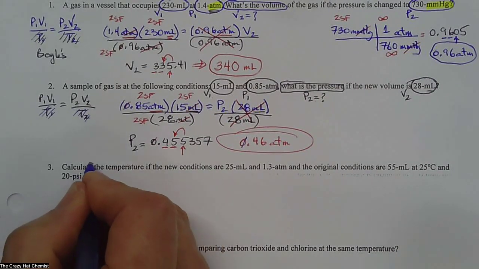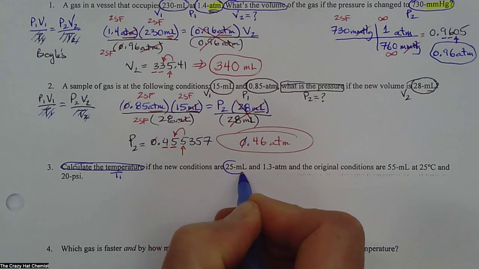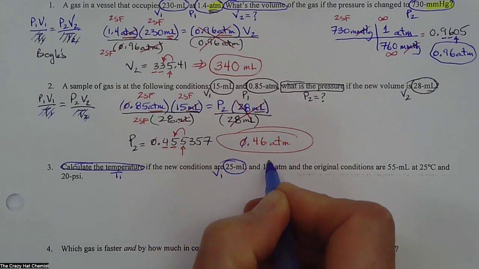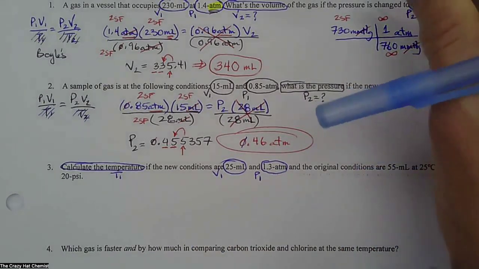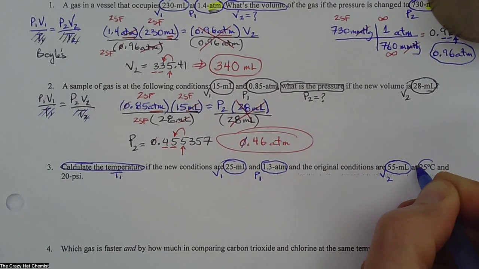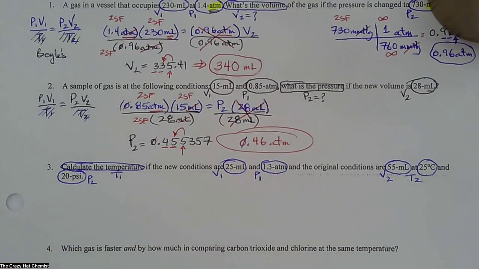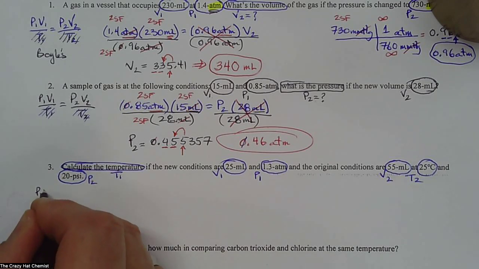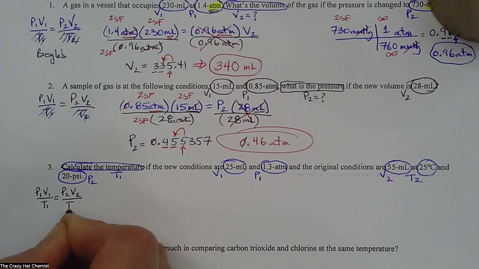It says calculate the temperature. So calculate the temperature, that's T1. If the new conditions, 25 milliliters, that's V1, 1.3 ATM, that's P1. And the original conditions are 55 milliliters, that's V2, 25 degrees Celsius, that's T2, and 20 PSI, that's P2. Again, what we're doing is we are using the combined or general gas law. So P1 V1 over T1 equals P2 V2 over T2.